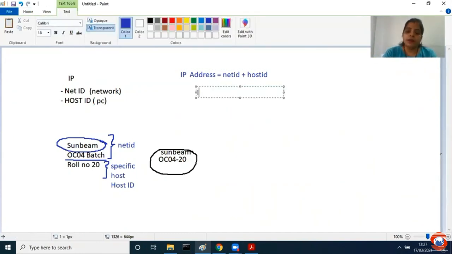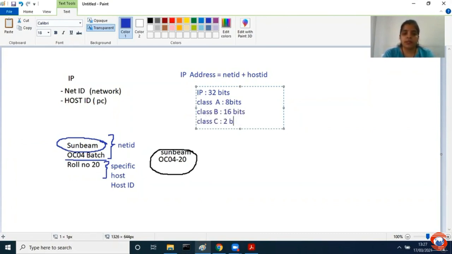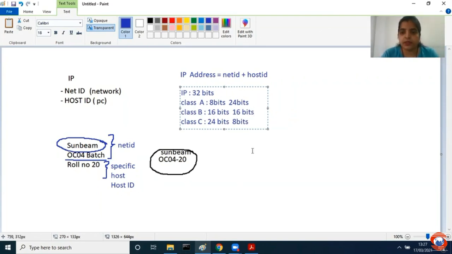Right. Now, an IP address is of 32 bits. If I talk about Class A, 8 bits are reserved for the network ID. In Class B, 16 bits are reserved for the net ID. In Class C, 24 bits are reserved for the network ID. The remaining bits are reserved for the host ID, meaning 24 bits are for host, 16 bits are for host, and 8 bits are for host. Have you understood up to here?